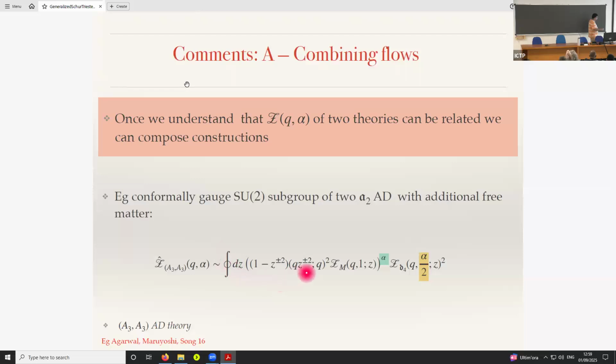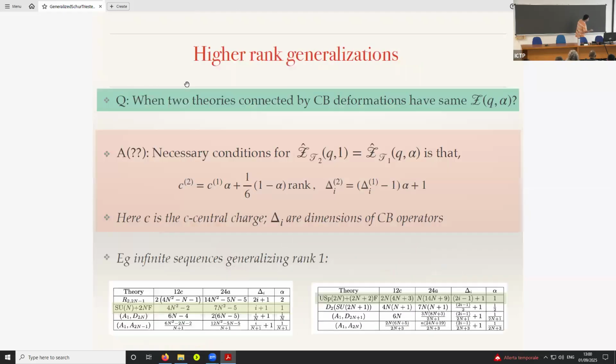So then by playing these games, you can obtain the generalized Schur partition function of this theory. You take the free matter that you add with the parameter alpha, but then this extra thing that you add is the Argyres-Douglas theory with parameter alpha, but it is the SU2 SQCD with parameter alpha over 2. So you can play various games like that and produce novel results.